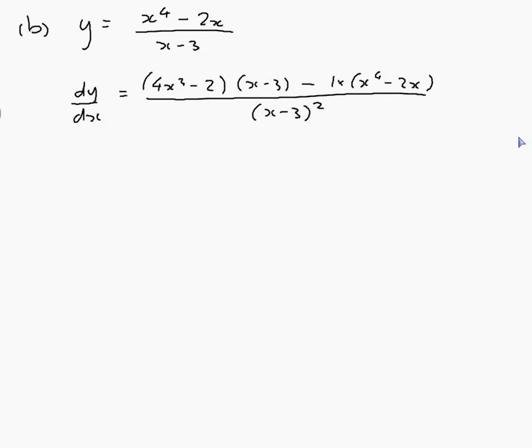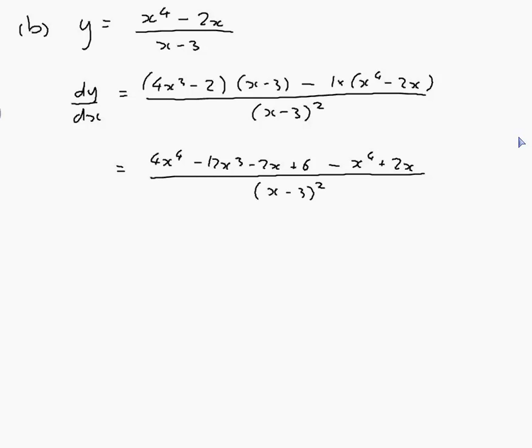So this I can simplify because I can expand out the top line. So we get 4x to the 4 minus 12x cubed minus 2x plus 6 minus x to the 4 plus 2x, over x take 3 squared. I'm not going to expand out the bottom line because most of the time with fractions you're interested in whether the bottom is 0. I can tell that now. The bottom is 0 exactly when x is 3. If I expanded it out it wouldn't be so obvious, so I'm going to leave it like that.